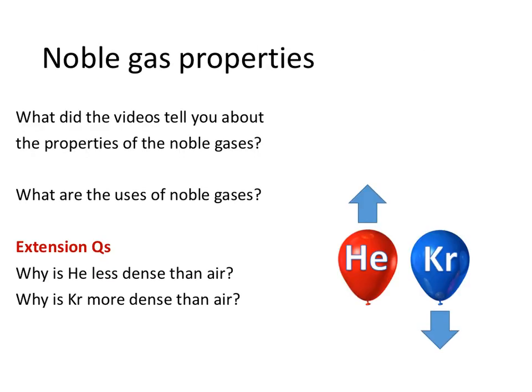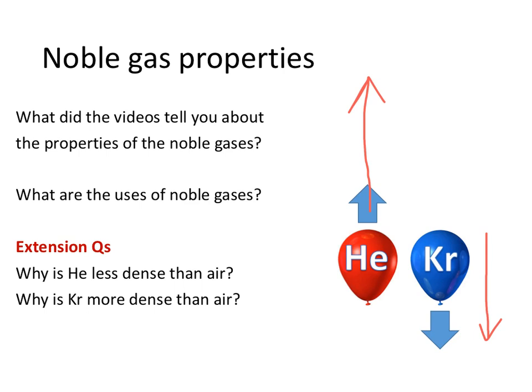So the videos told us a number of things in terms of properties. So we can see that helium, we've got an arrow pointing up here. Helium is less dense than air, so would rise up. And krypton just here is more dense than the air around it, so would sink down. And we saw that in one of the videos where the guy sat on the roof.